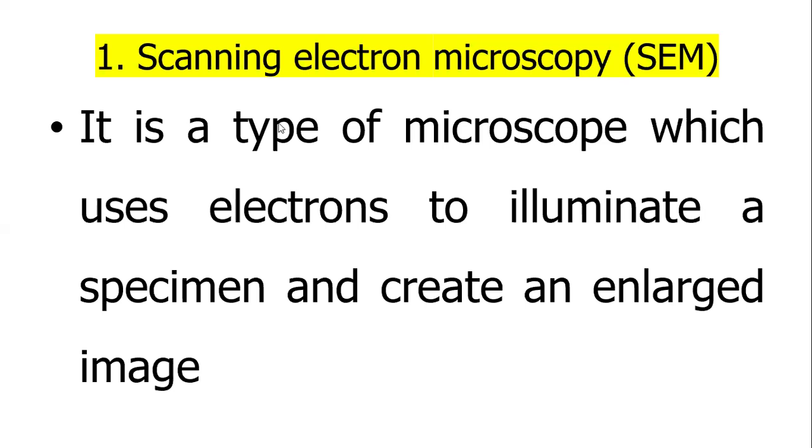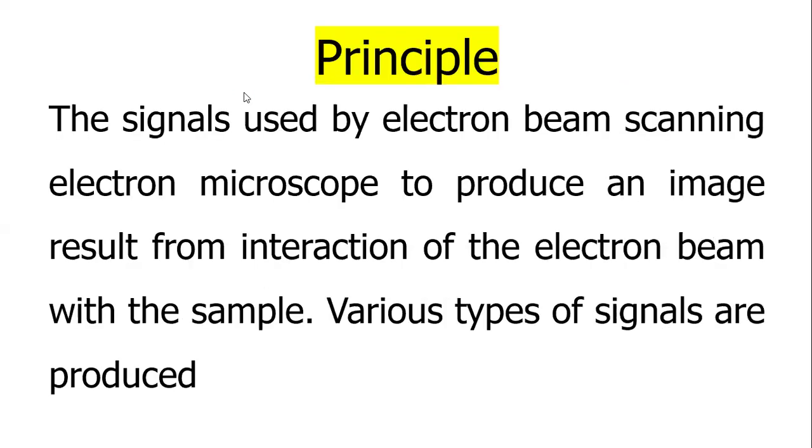Scanning electron microscopy, SEM. It is a type of microscope which uses electrons to illuminate a specimen and create an enlarged image. The signals used by scanning electron microscopes to produce an image result from the interaction of the electron beam with the sample. Various types of signals are produced.